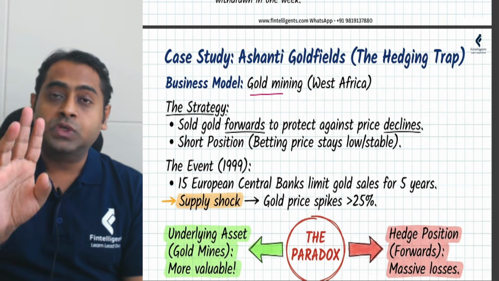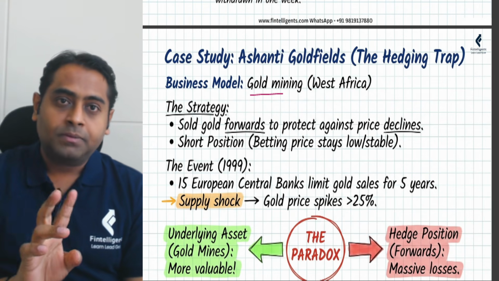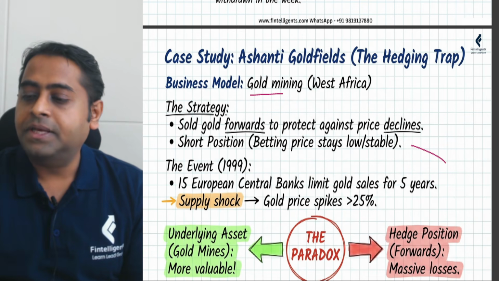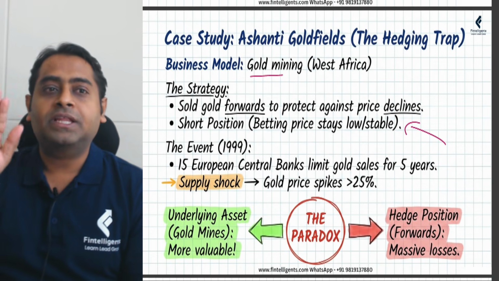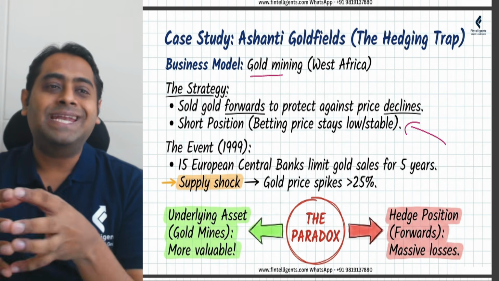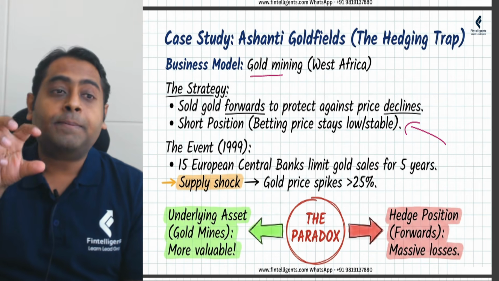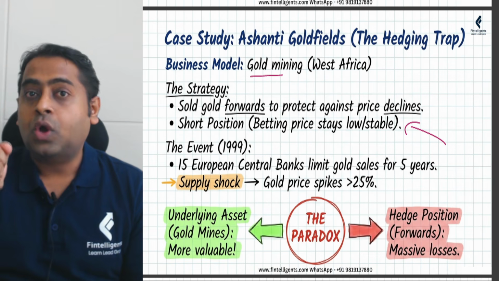Now, everybody knows if it's a short position, and the price goes up, there is a problem. But if the price goes down, that hedge will protect you. Correct. So they were thinking that the prices would go down, and they had an opinion that prices were going to remain stable or low. But there was some market development. The European Central Bank limited the gold sale, and hence there was a supply crunch, and immediately the price went up, and it went against their hedge of the short position.